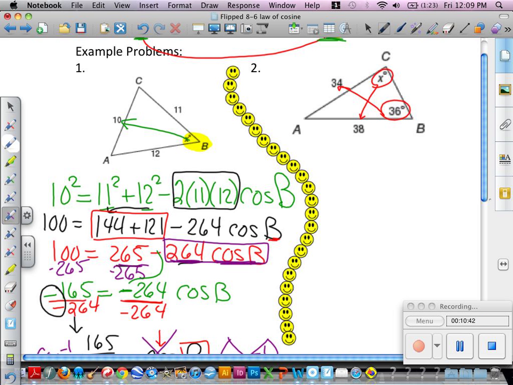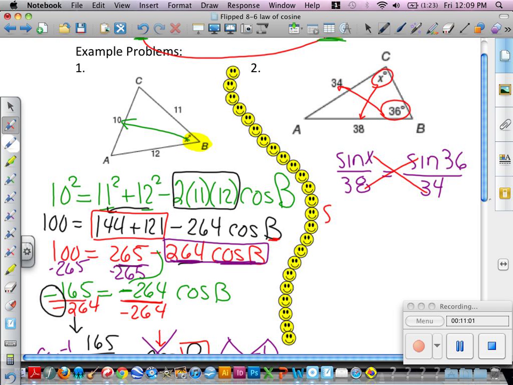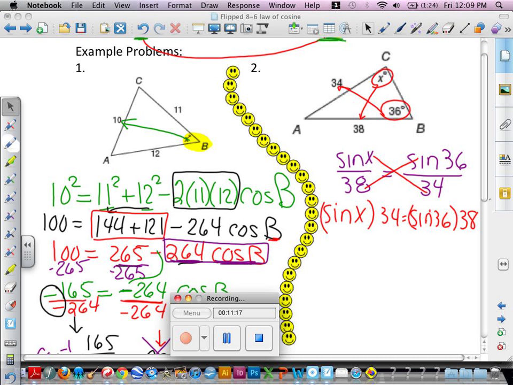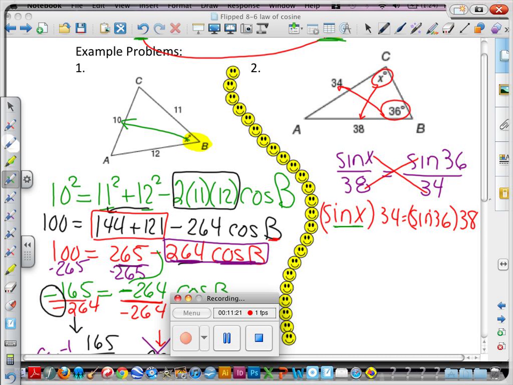Did I say law of cosines there, people? Sine of x, angle side opposite is 38. Sine of 36, side opposite, 34. Go ahead and cross multiply. Sine x times 34 equals sine 36 times 38. You've got to get x alone, so this has to say divide by 34. Okay, so now you've got sine x equals sine of 36 times 38 divided by 34.